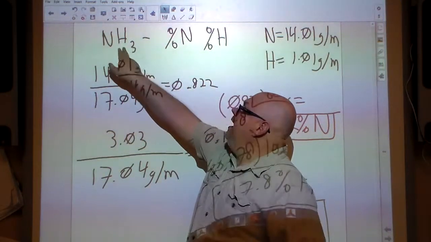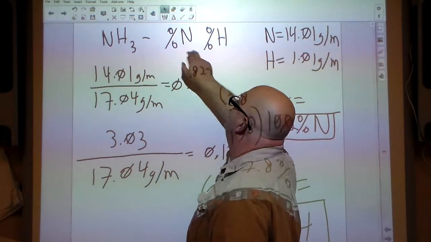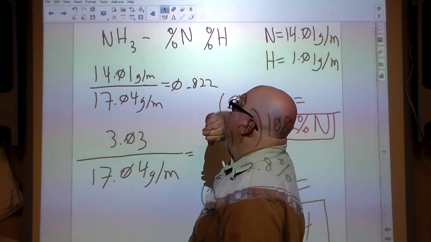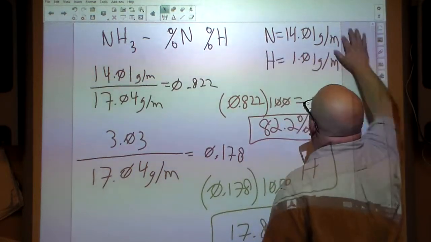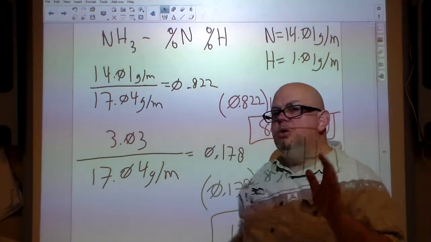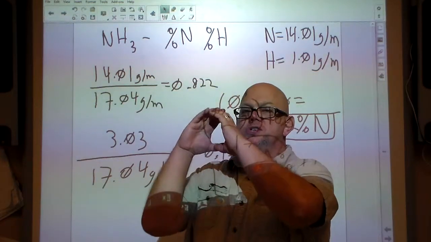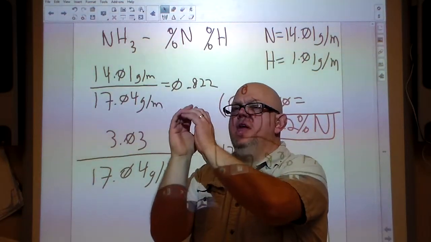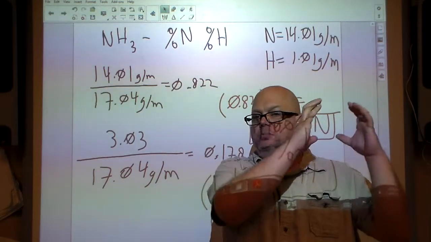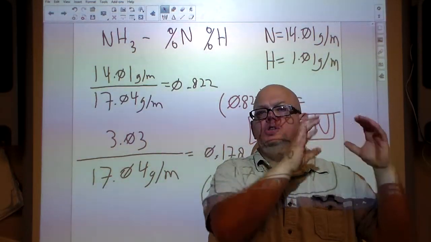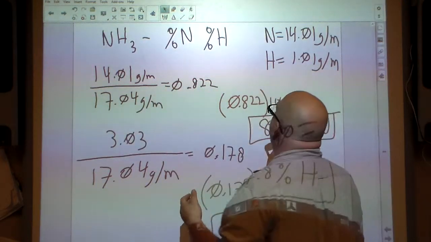So here we're going to look at NH3, ammonia, and here we have percent nitrogen and percent hydrogen. Well, we need to look at how many grams there are in a mole, because we're looking at percentage by mass. So all the mass of the nitrogen compared to the mass of our ammonia, and all the mass of the 3 hydrogens compared to the mass of the ammonia. And that's what we have here.